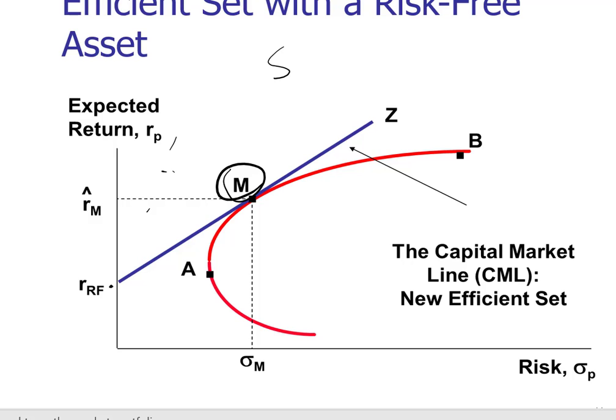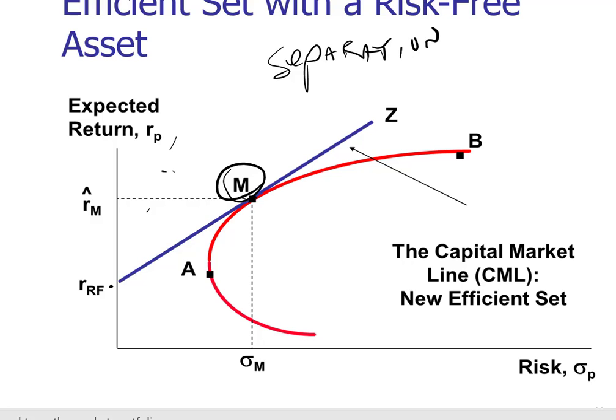The theory at work here is called the separation theory. The separation theory divides investing into two choices. Number one, let's choose the risky asset. In this case, M is going to maximize the risk-return relationship for all of the risky assets. So everybody wants to buy M, but not everybody has that risk level. So when you have the combination between that asset and risk-free, how do you choose your portfolio?